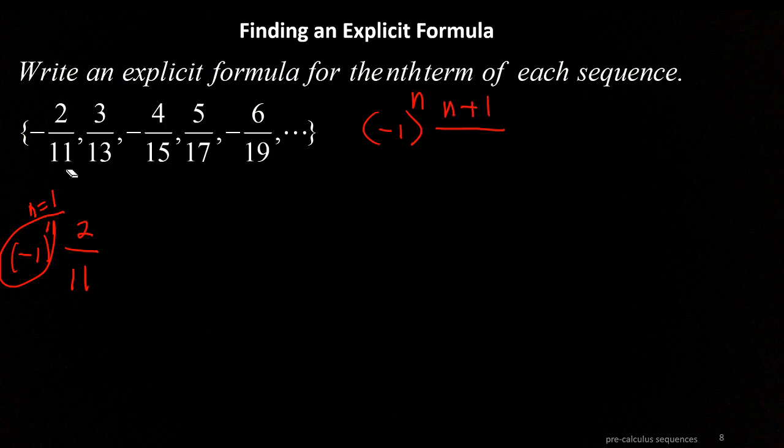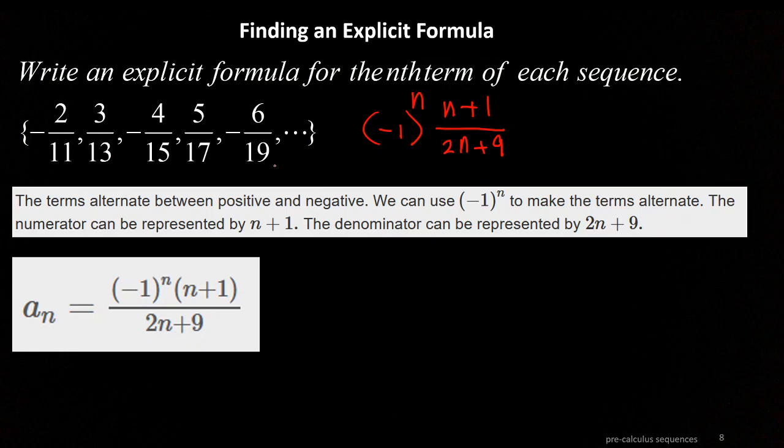How do we get 11 out of n? Well, what do we do to n to get 11 when n equals 1? Well, if you do it for these two, you get the pattern. The pattern is 2 times n plus 9. So that's the formula. As I said, it's not always easy to do this, but that's just to practice with sequences. That's what you get. All right.